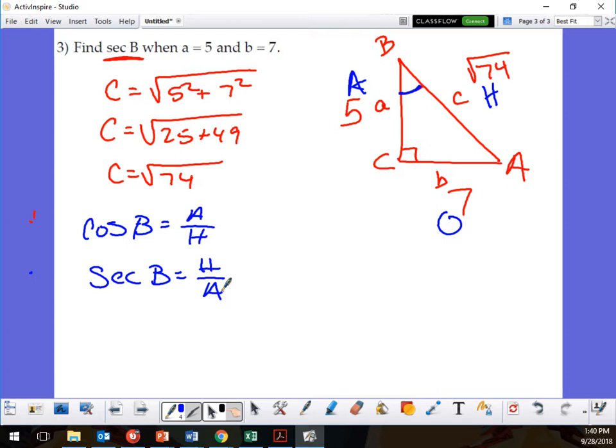Why? So for this one, so many people have touched, excuse me. Thanks. Now for this right here, we have hypotenuse over adjacent. My hypotenuse is going to be rad 74, and the adjacent is 5.